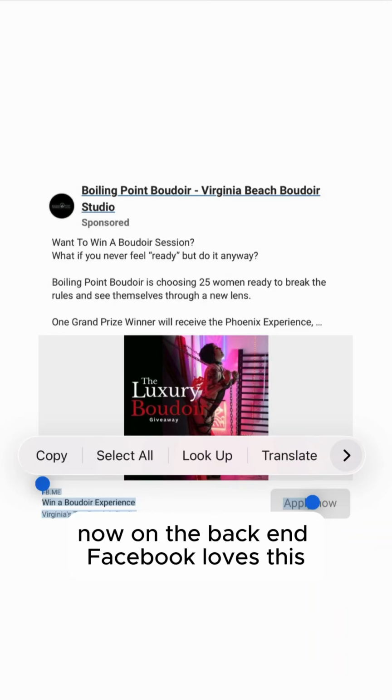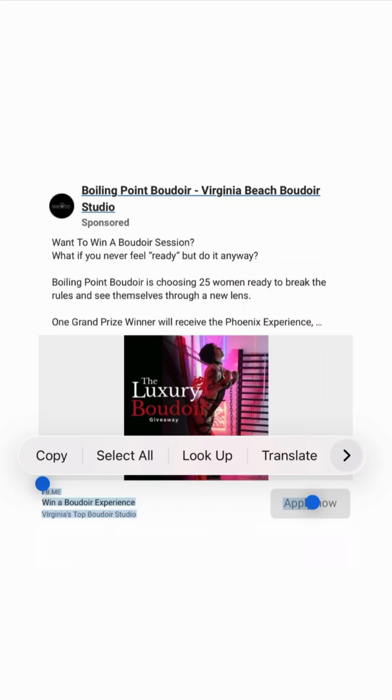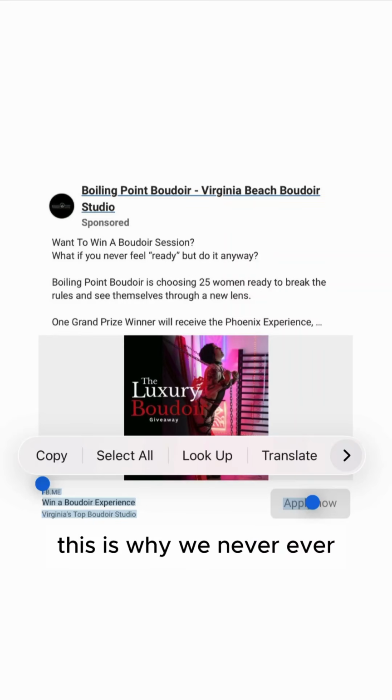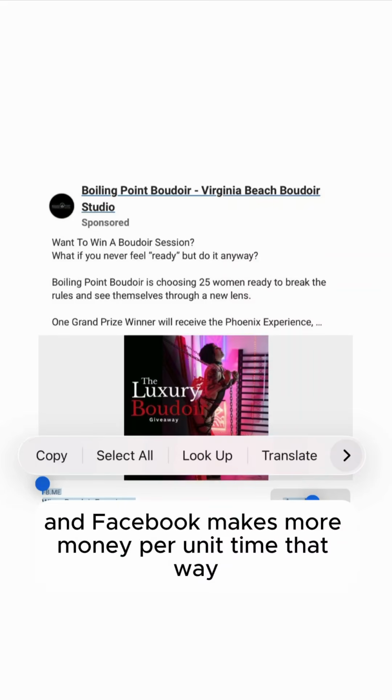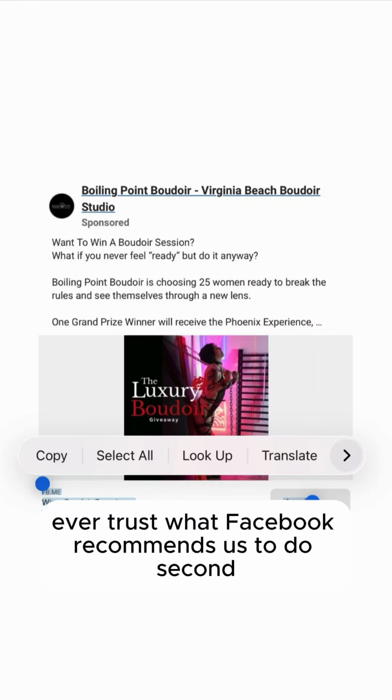Now, on the back end, Facebook loves this because the more women scroll by our ads out of 100, lowering our unique CTR, Facebook can serve more ads per unit time. Facebook makes more money per unit time that way, and we waste and lose more money per unit time. This is why we never ever trust what Facebook recommends us to do.